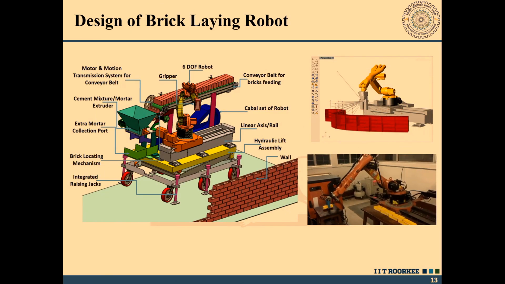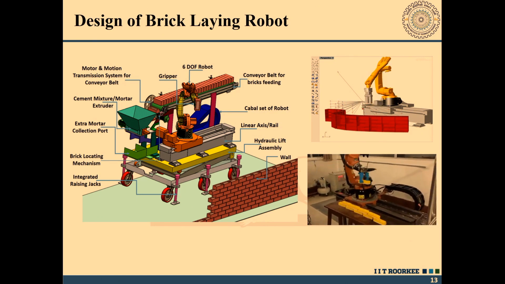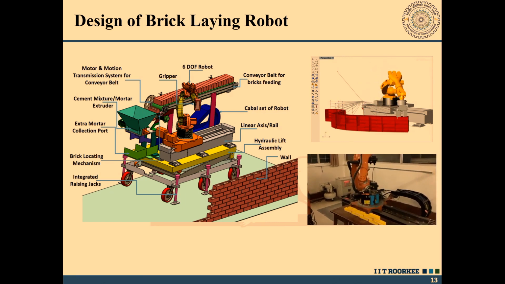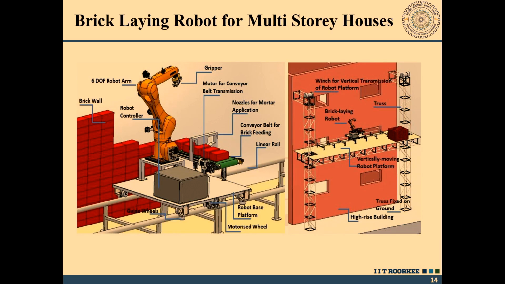Our construction robot activity started with the serial type of manipulator, initially for bricklaying purposes. We did some work on this and then proposed this for a high rise building, of course, not very high rise, up to say second or third floor.